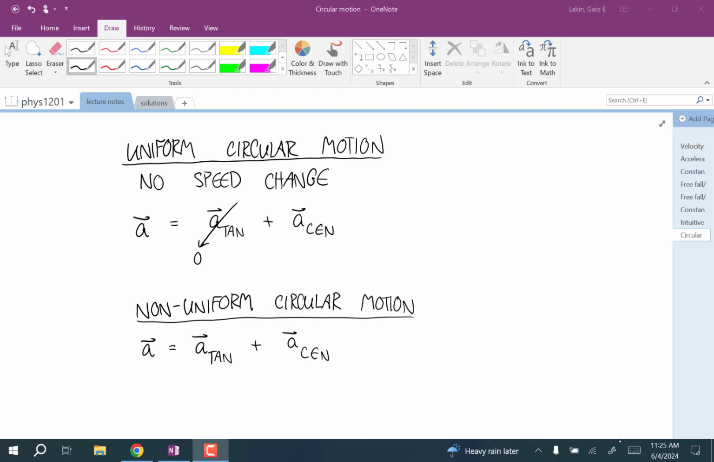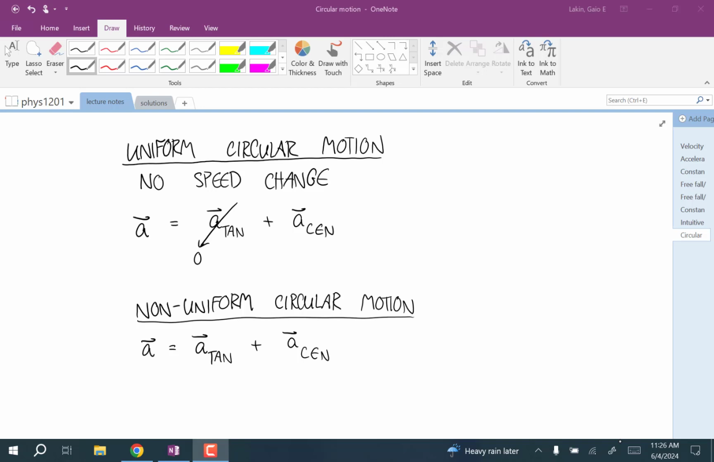One thing I want you to think about before I start talking about how to do calculations is, we've done a lot of problems that involve constant acceleration. Is there ever a time when circular motion is constant acceleration? Well, let's think about just a simple uniform circular motion case. The speed isn't changing. The radius of the circle isn't changing.